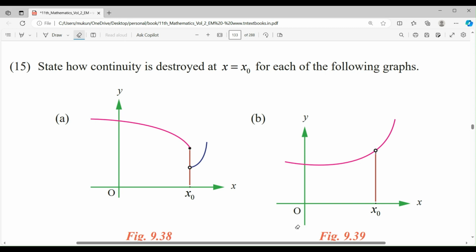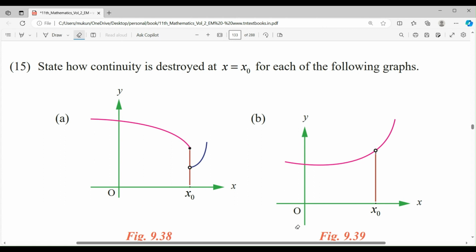So we have the problem on our screen. I've directly picked it up from the textbook. So we've been given a set of graphs and the question that we have in front of us is: state how continuity is destroyed at x equals x naught for each of the following graphs, right?